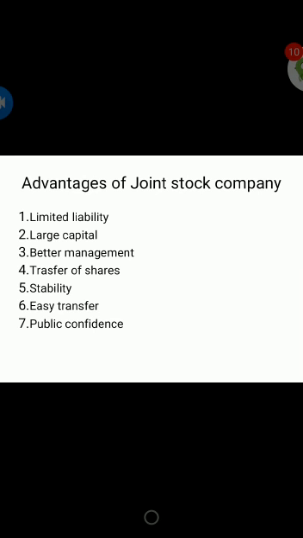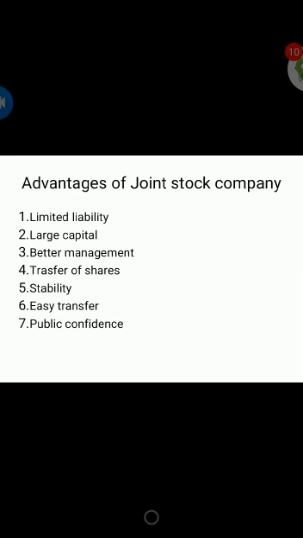When we speak about a public limited company, they can issue shares or trade their shares in the stock exchange. In order to get their shares listed in the stock exchange, they should have better management.